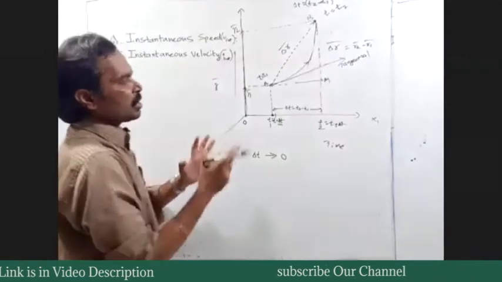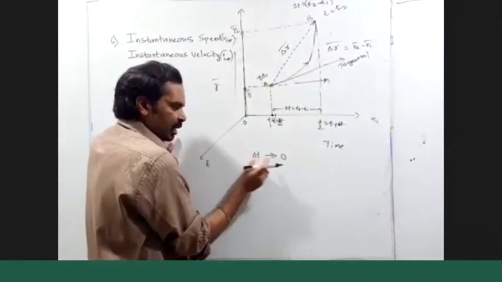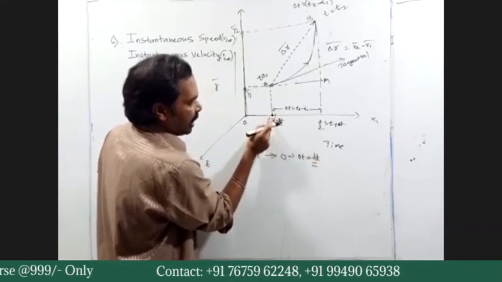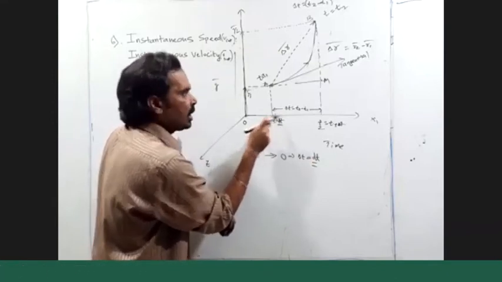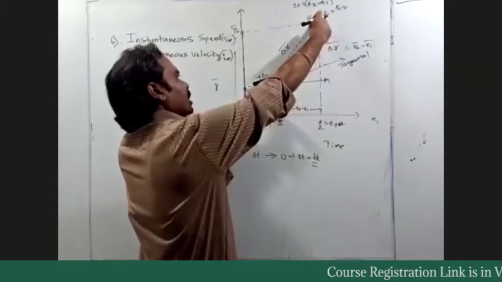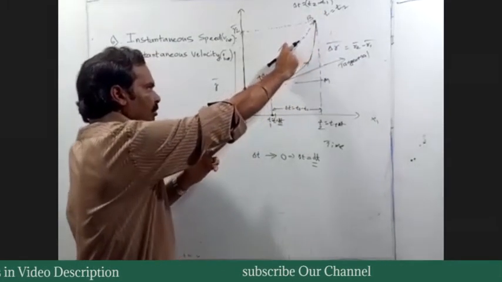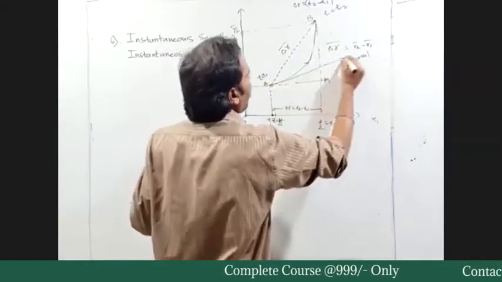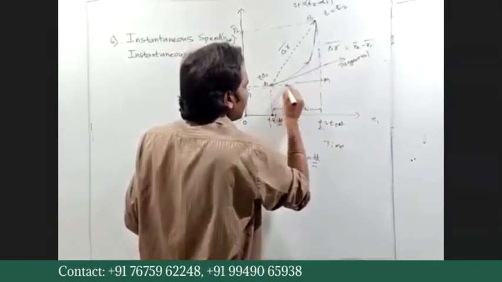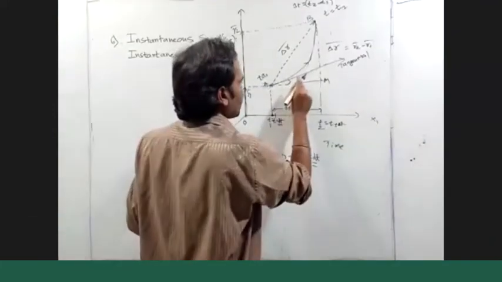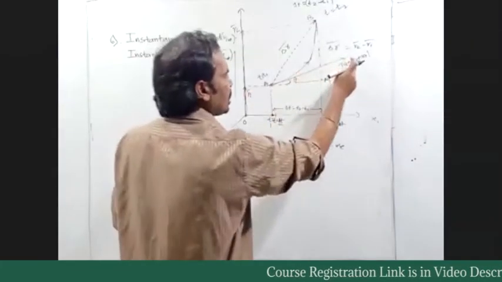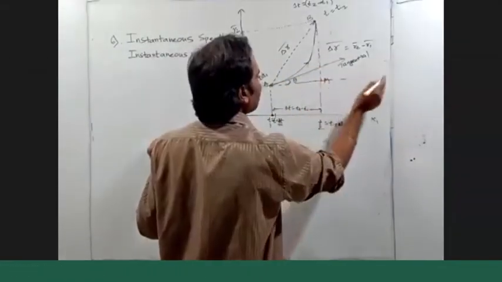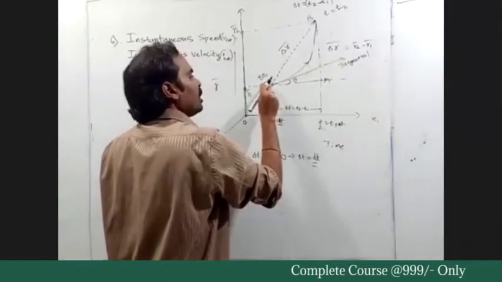This is a tangent. So what is the difference you are observing here? When I take delta T tends to zero, a very small time interval at the first moment, at t equal to t1, the average displacement is also minimizing to that point, and then this chord becomes a tangent passing through this point. Now this tangent makes an angle theta with the time axis.